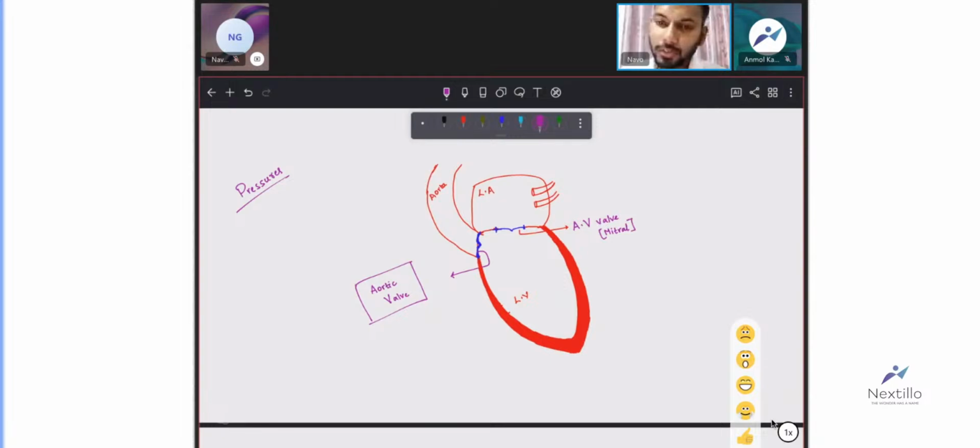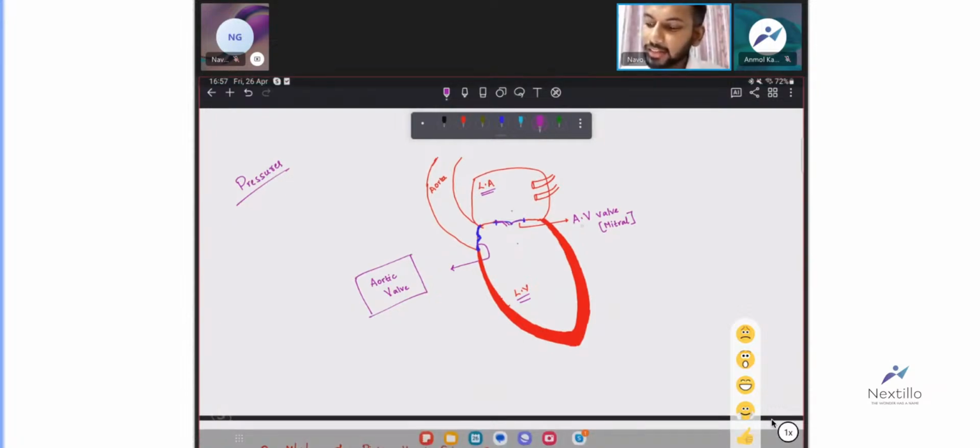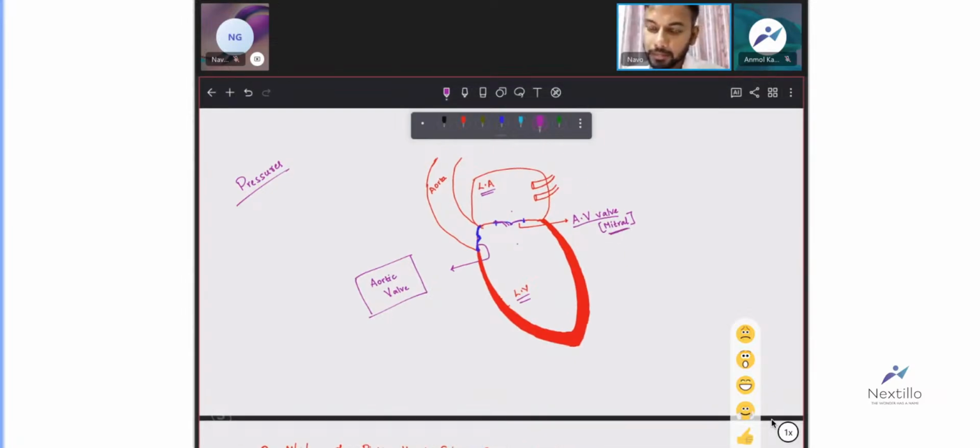I've drawn one side of the heart. Let's imagine this is left atrium and this is left ventricle. Now, imagining that both of the valves are closed. Between left atrium and ventricle, which valve do you have? It is the atrioventricular valve and the name is mitral. And which valve do you have between LV and aorta? It is the aortic valve.